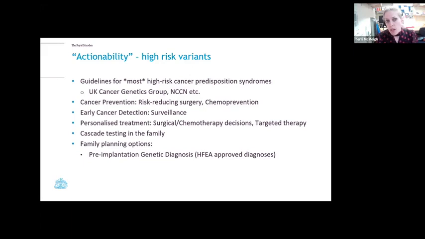Obviously, if you identify a high-risk constitutional variant in somebody with cancer, it doesn't just have implications for the patient in front of you. It also has massive implications for their wider family: children, siblings, aunts, uncles, cousins, grandparents, second cousins, third cousins. It goes on and on and on. So it can influence quite a substantial number of people.